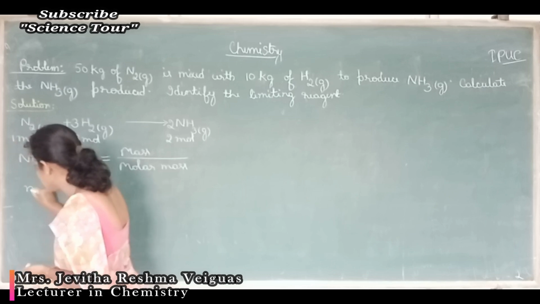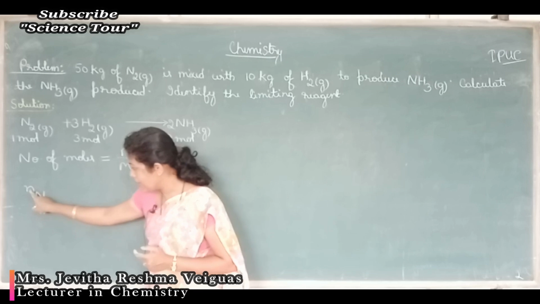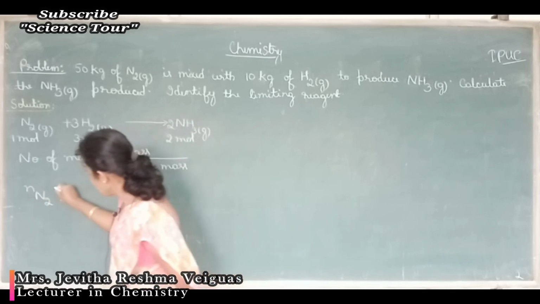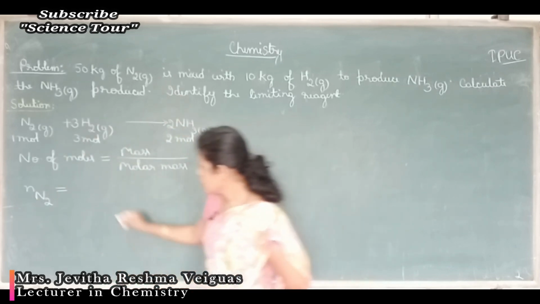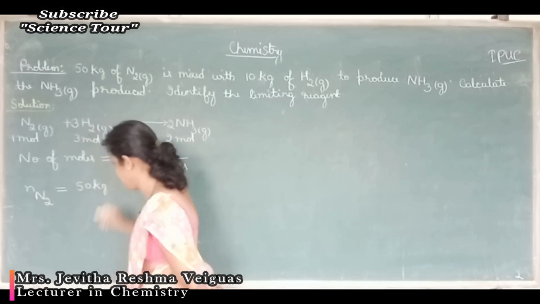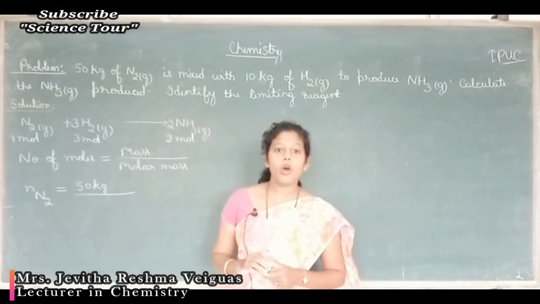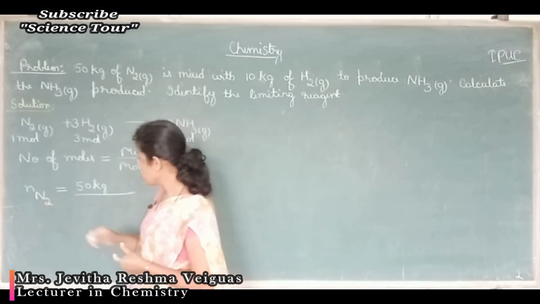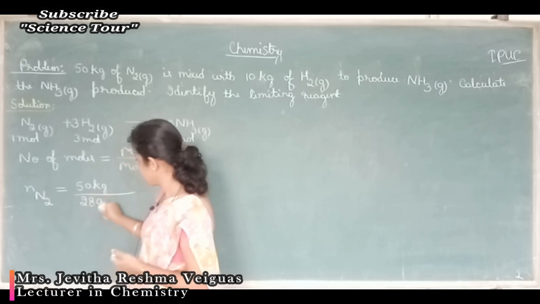Students, number of moles is denoted by small letter n. Number of moles of nitrogen, I'll denote it this way, n of N2. Mass of nitrogen, how much is given? 50 kilogram. So I will write 50 kilogram in the numerator. Molar mass, nitrogen, atomic mass is 14. There are 2 nitrogen, so it is 2 into 14, that means it is 28 grams.